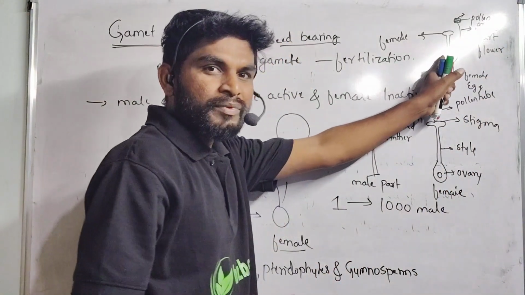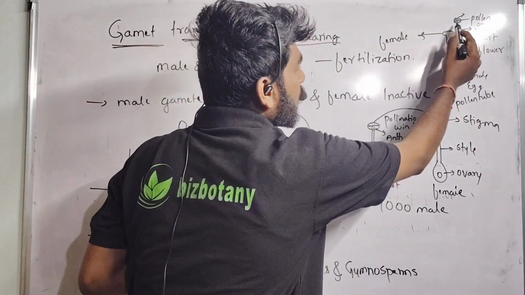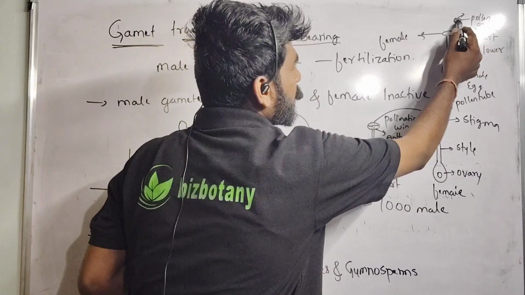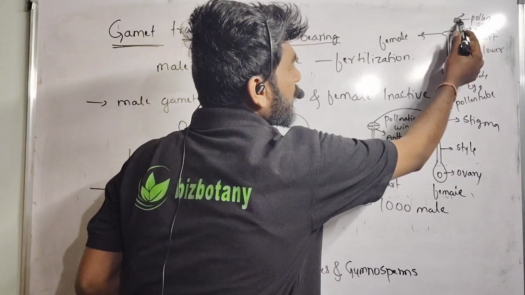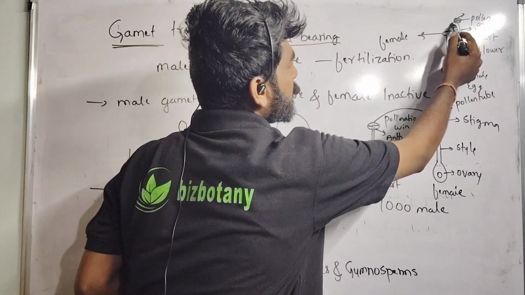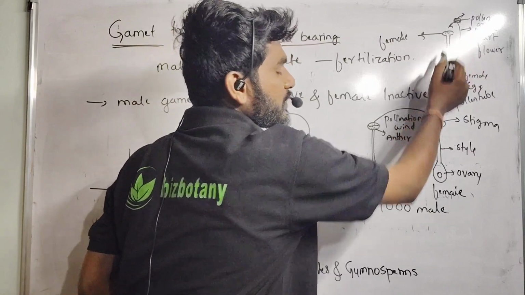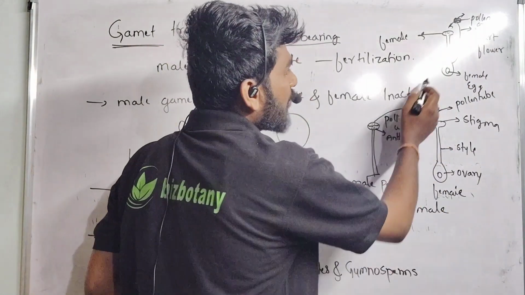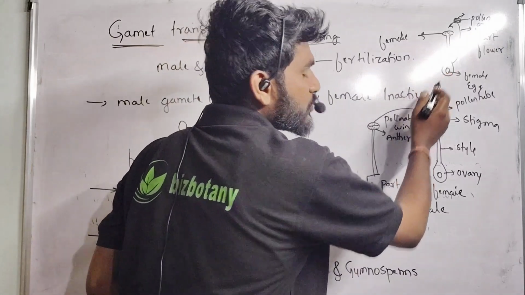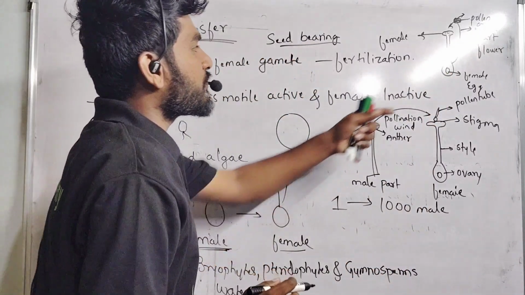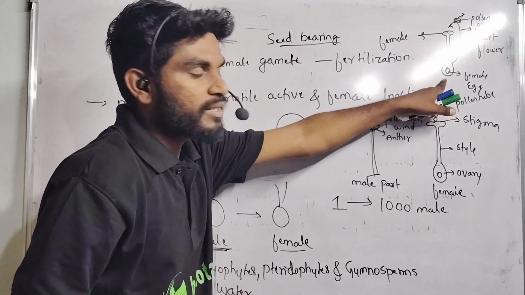In self-pollinated plants, when these pollen grains or male gametes are shed, they easily reach the female part of the plant. They easily reach the stigma of the same flower. In this case, it is quite easy to reach the female reproductive part of the flower.